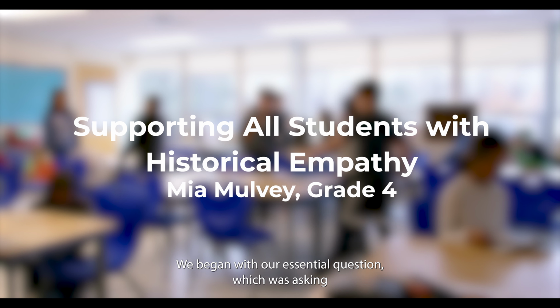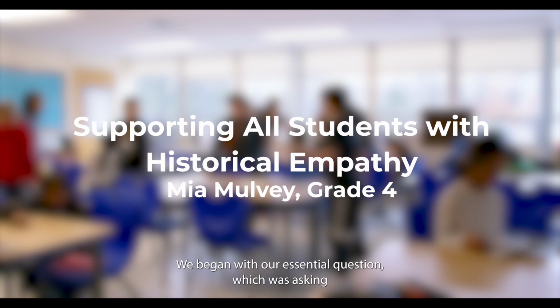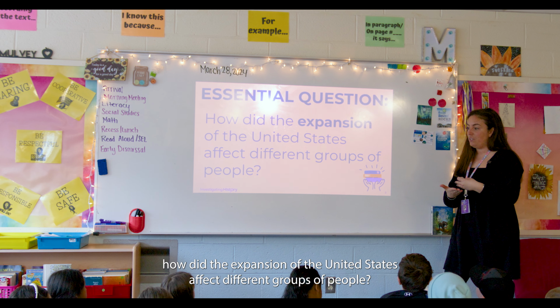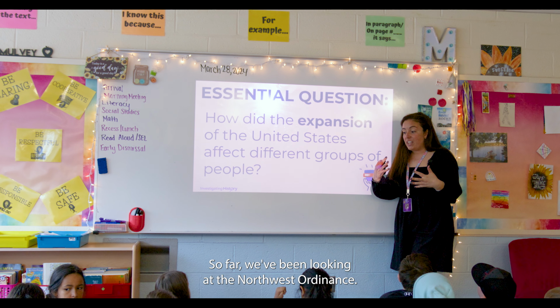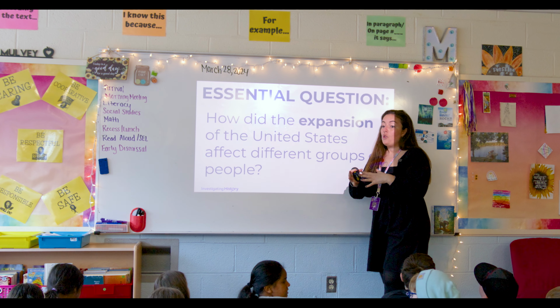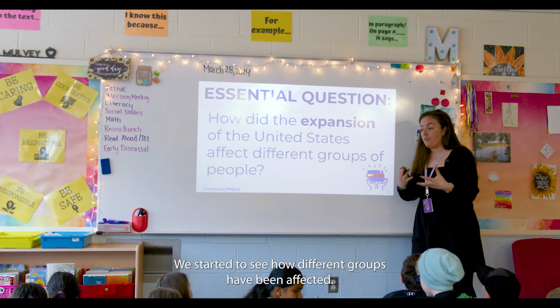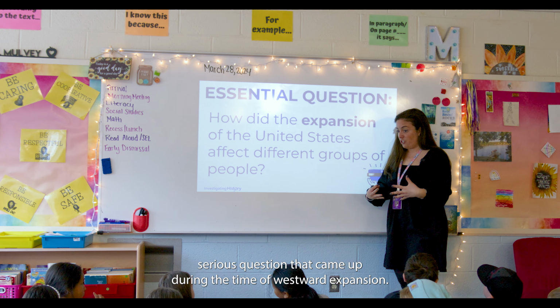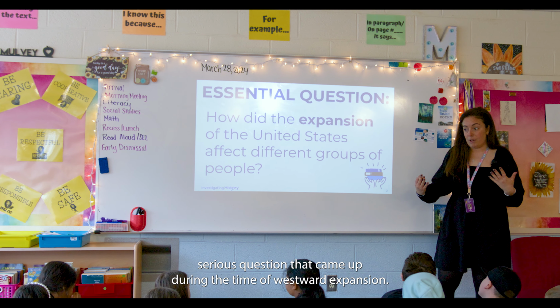We began with our essential question, which was asking, how did the expansion of the United States affect different groups of people? So far, we've been looking at the Northwest Ordinance. We've started to see how different groups have been affected, but today we're really going to get into a pretty serious question that came up during the time of westward expansion.